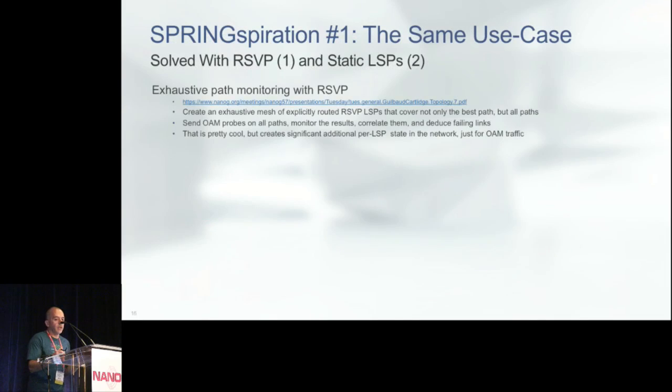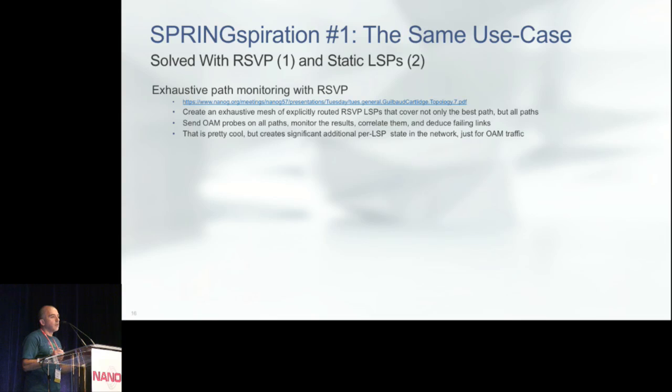So lots of flexibility there. Turns out you can do these things in other ways, and people have done them in other ways. My first example comes from Google, who presented this a couple of NANOGs ago. What they've done is they've created a fairly exhaustive mesh of RSVP LSPs, and they have injected probe packets into those LSPs, and then they've collected those probe packets and analyzed them and made sense of them, which links are failing and so forth.